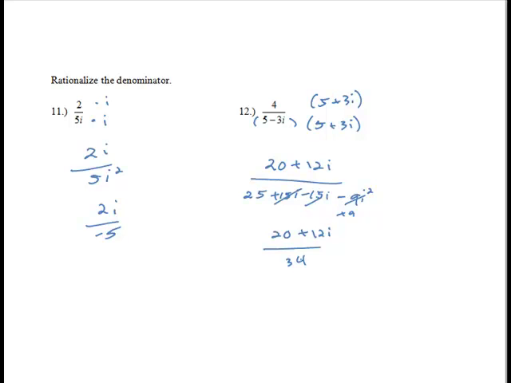Now we see i, everything's combined into one fraction, so once again we need to separate the real numbers from the imaginary or complex numbers. And simplify then 10 over 17 plus 6 over 17i. The final simplified answer in the form a plus bi.